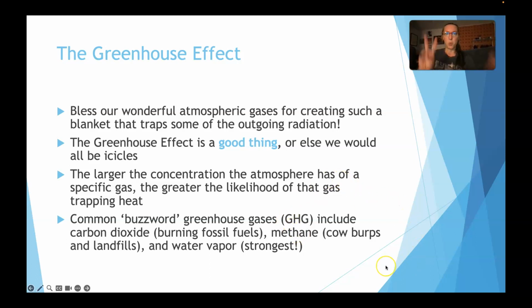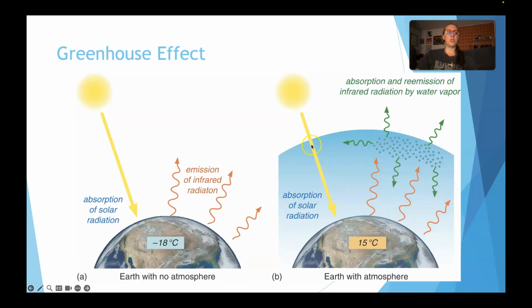So of course, some buzzword greenhouse gases include carbon dioxide, which we've talked about at length, methane, which comes from cow burps, and something that I think I've forgotten to mention in lecture, methane also comes from landfills and the decomposition of our trash, whether it be compost or just regular trash. And then water vapor is also the strongest as well.